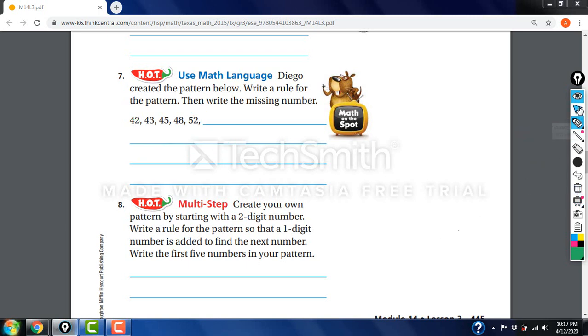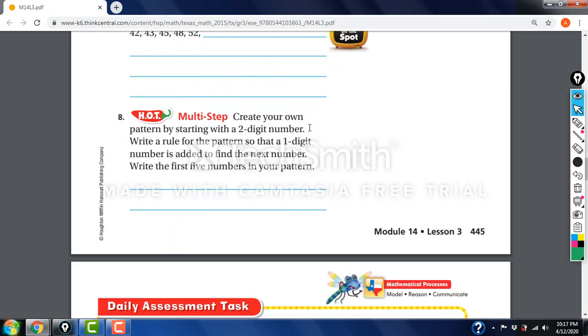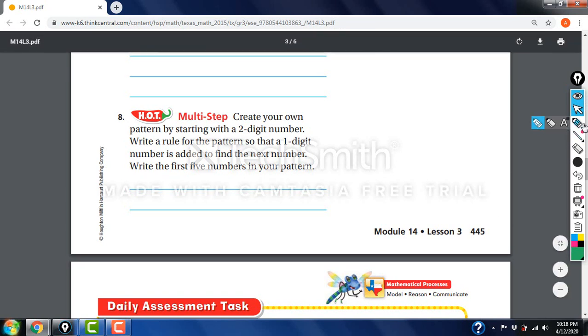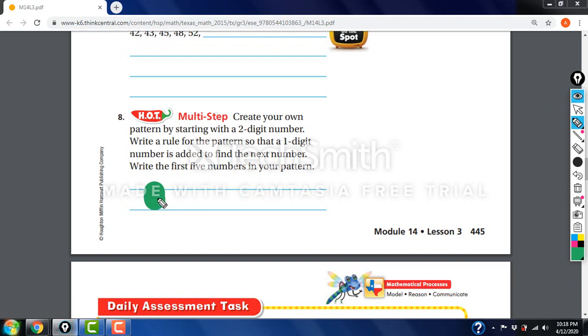The next one is create your own pattern by starting with a 2-digit number. Write a rule for the pattern so that a one-digit number is added to find the next number. So you start off with a 2-digit number. Again, these numbers are going to be different. I'm going to start with 16. Now, write a rule for the pattern so that a 1-digit number is added.